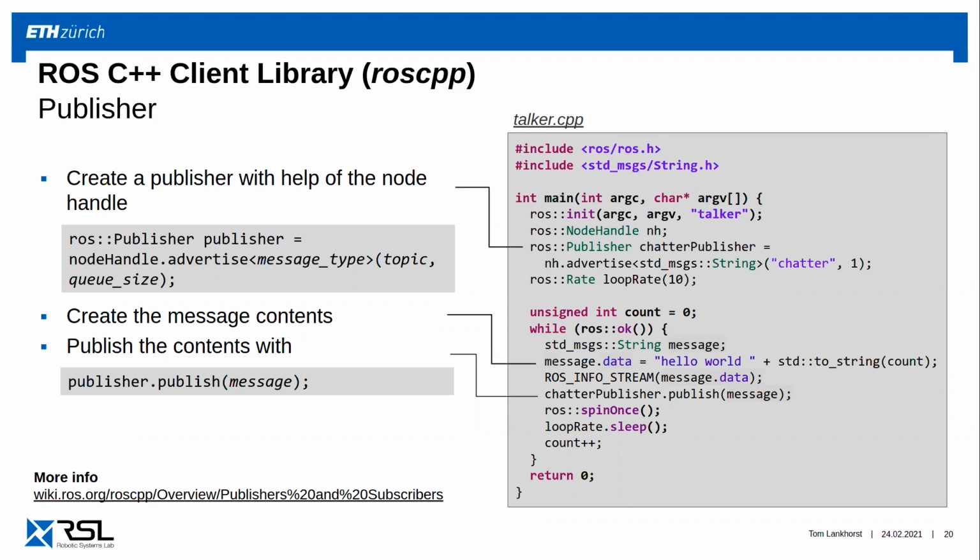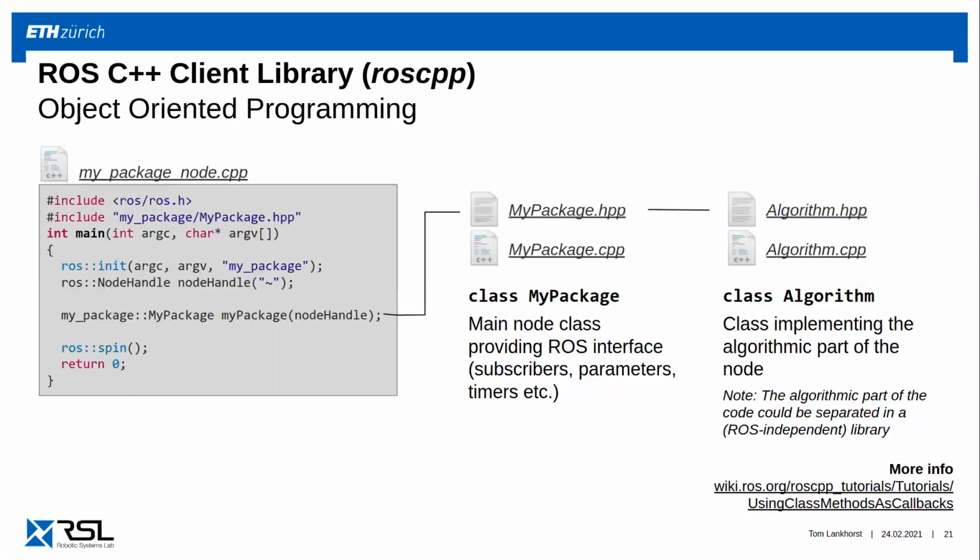This continues until one of the nodes requests stop, and the whole ROS network is put to a rest. Now, typically in C++, you might want to do object-oriented programming. In object-oriented programming, we try to separate the responsibilities of a piece of code such that a single file and a single class is responsible for a single responsibility.